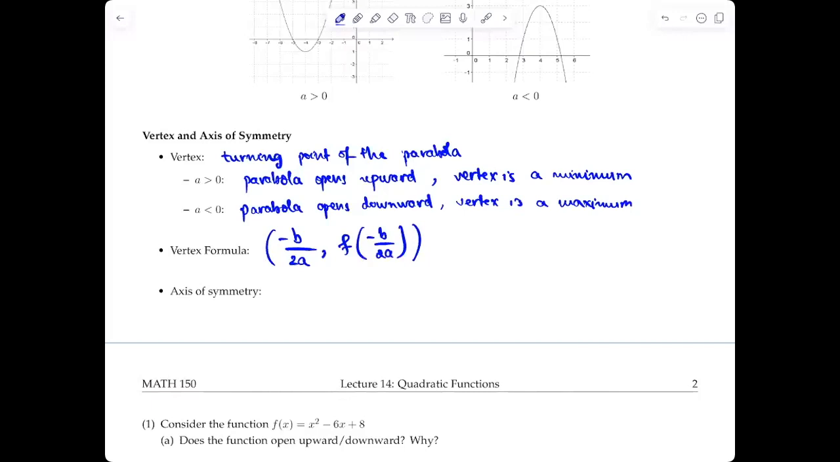Now, next, the axis of symmetry. This axis of symmetry goes through the vertex. This is basically a vertical line that goes through the vertex. So the axis of symmetry is the vertical line passing through the vertex.